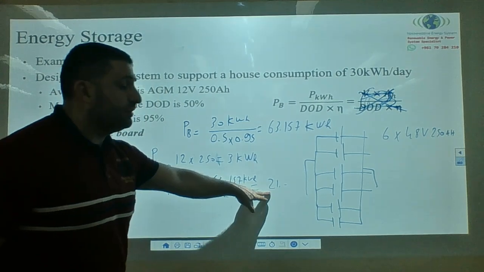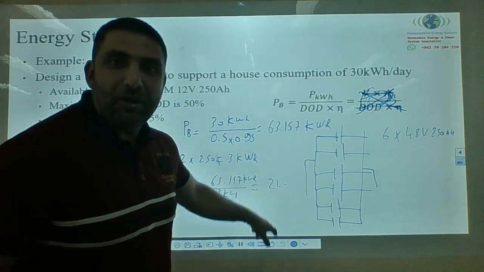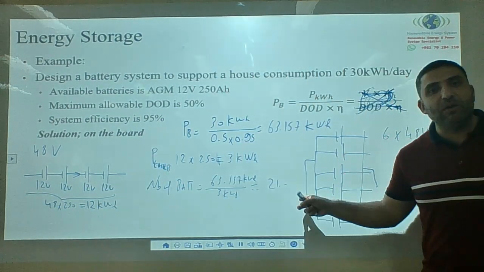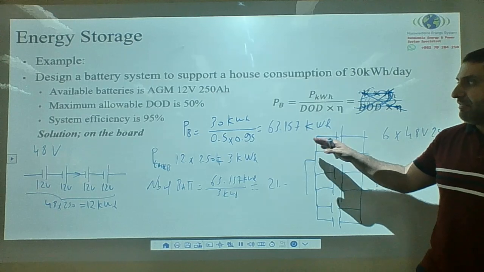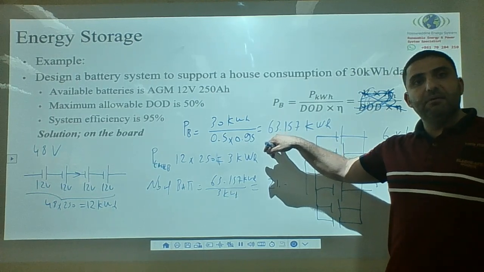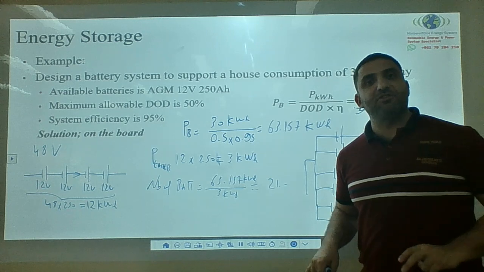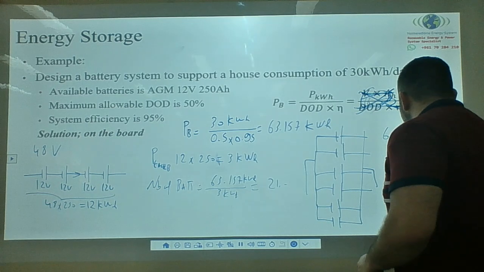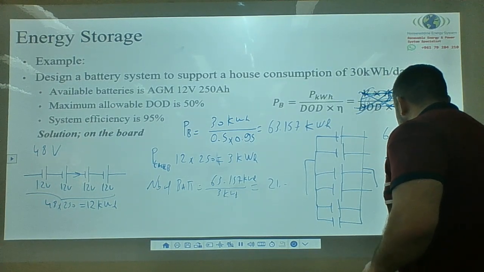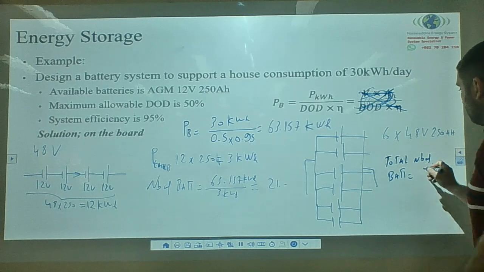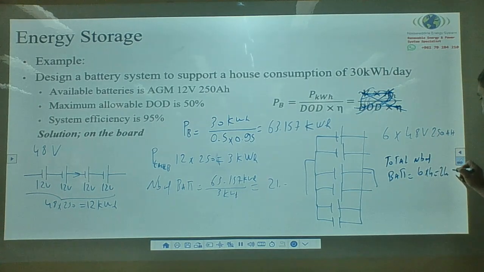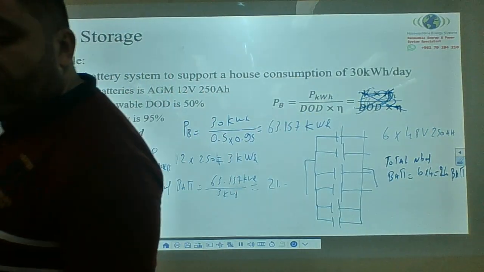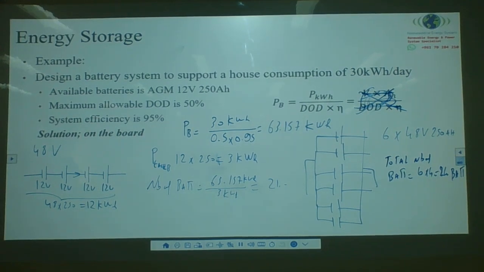So I need 24 batteries. The total system for me is 24 batteries, not 21. Because if I have 21, I can't. I end up either having less than this capacity. That's why I have to add the 3 extra batteries to be 24. So the total number of batteries is equal to 6 times 4, which is equal to 24 batteries. So I need 24 batteries to design the system.